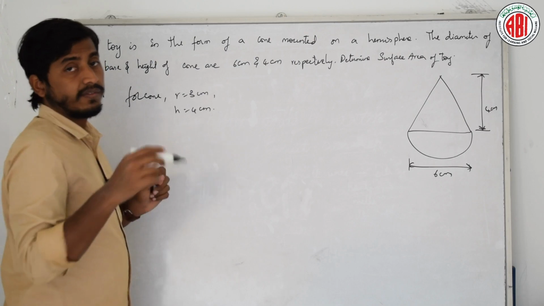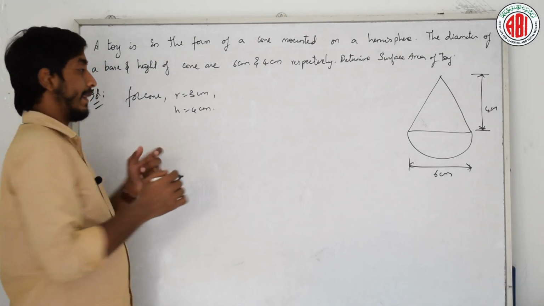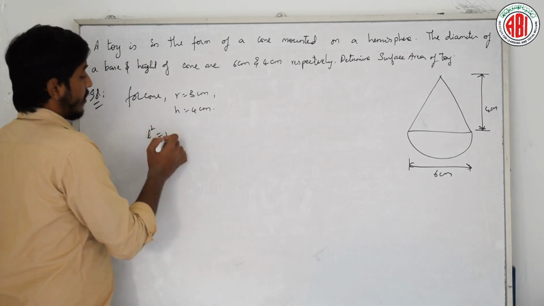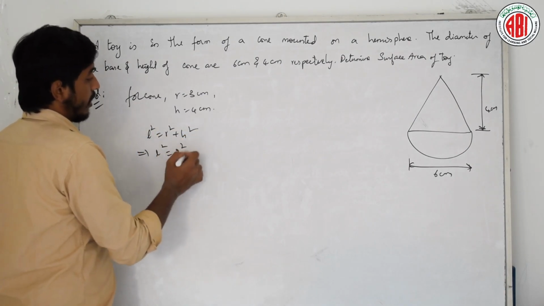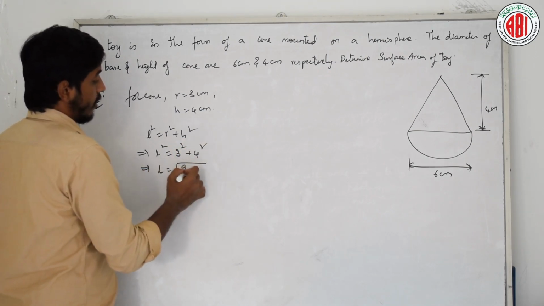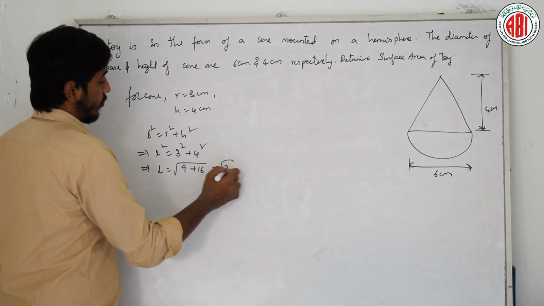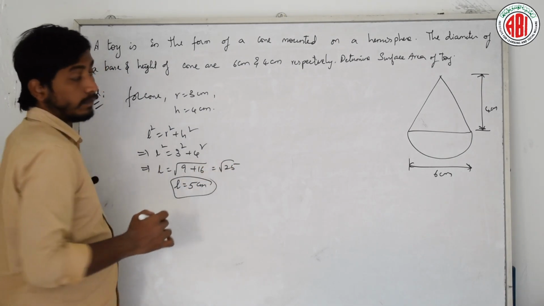In order to find the surface area, what do we need? We need L, that is, L square is equal to R square plus H square. L square is equal to 3 square plus 4 square. Then L is equal to under root 9 plus 16, that is root 25. L is 5. Is that right?